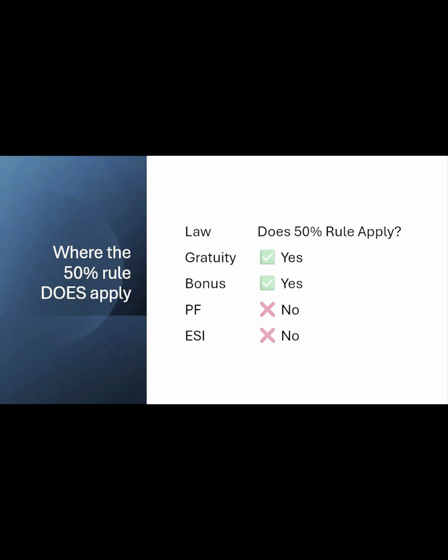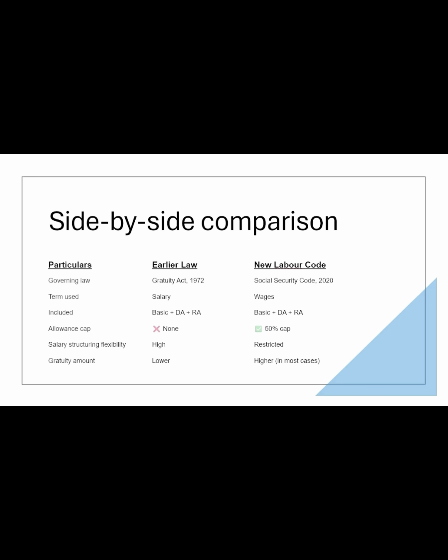A quick glimpse of where the 50% rule applies. Please take note that for PF and ESI, this 50% rule is not applicable. Let's take a quick look at a side-by-side comparison between the earlier law and the new labor code for gratuity.